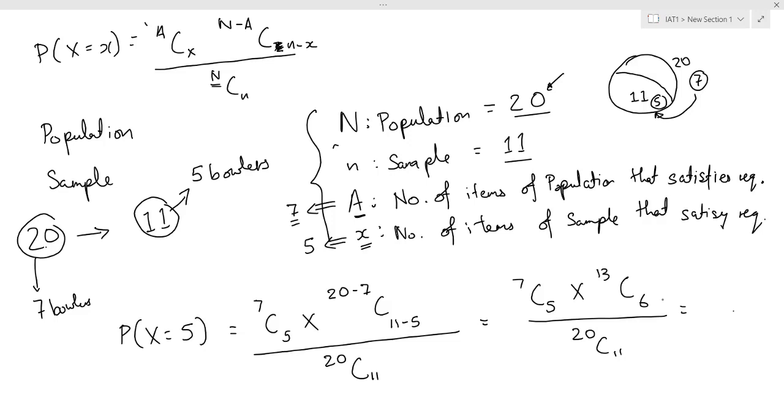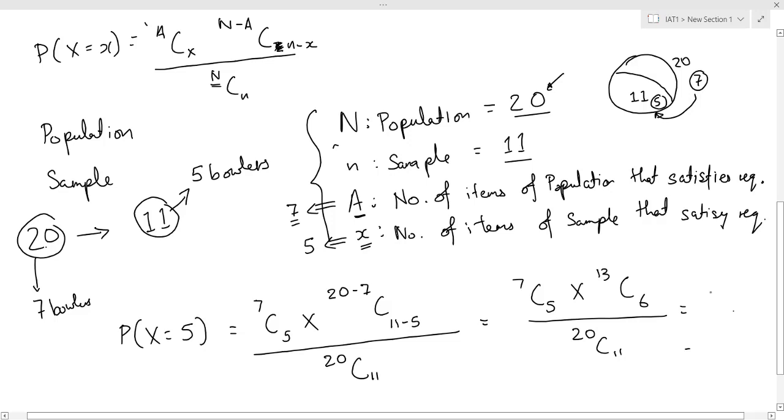Okay, so I will just put it in the calculator. 7C5 multiplied by 13C6 divided by 20C11. Okay, and the answer comes out to 0.2146.